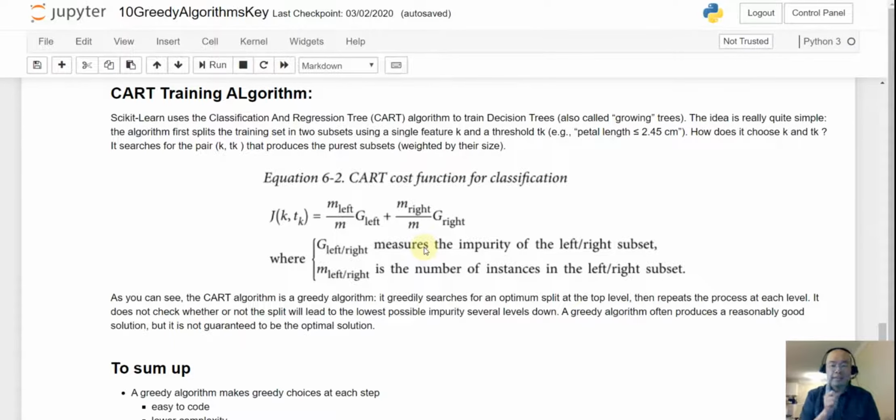Okay, this is the point. Remember yesterday we talked about the CART training algorithm, the algorithm we use to build the decision tree, right? So how do we do the decision tree building? Okay, so think about that.